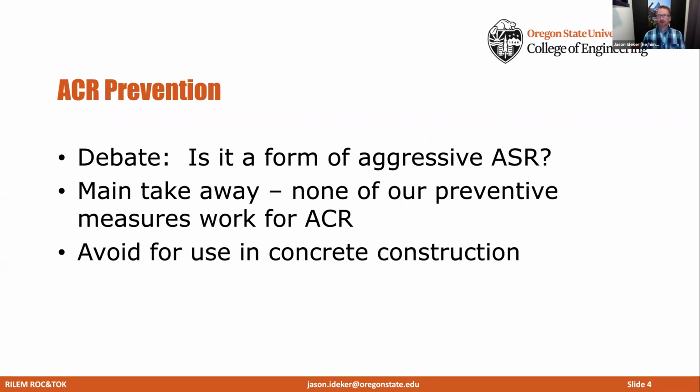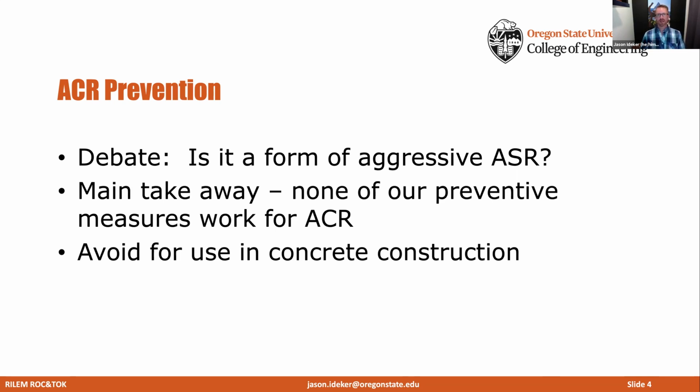So just a brief note on alkali-carbonate reactivity and prevention. Well, there's a bit of a debate going on right now in our research area. Is this really just a form of aggressive ASR? I don't think it's been decided yet, but you can read some papers in the literature on it.